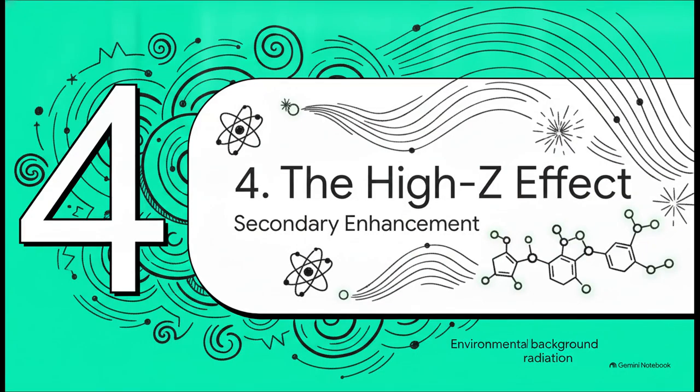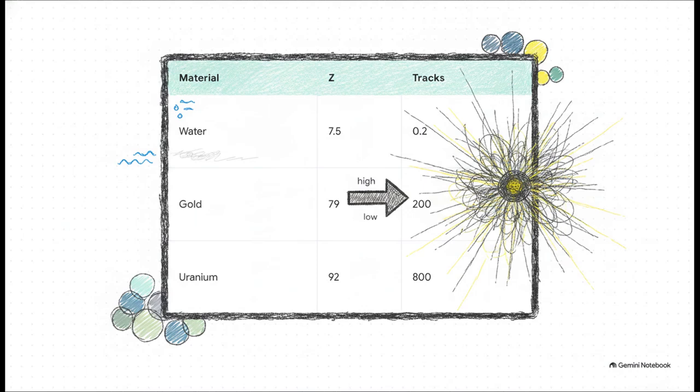Section 4. The high Z effect, secondary photoelectron enhancement. This brings us to a startling chemical mechanism known as the high Z effect. The data reveals a really compelling argument about how different elements react to ambient background radiation based on their atomic number, or Z. Water, with a low Z of about 7.5, produces virtually no tracks. But heavy elements are a totally different story. Uranium, with a Z of 92, absorbs ambient background photons and re-emits them as dense local electron tracks at rates roughly thousands of times higher than water.